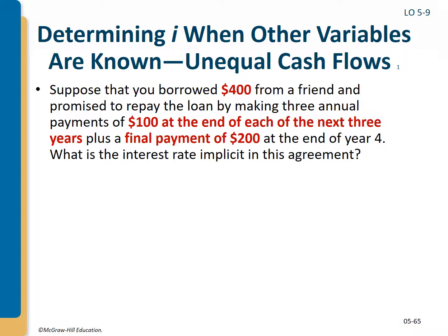Suppose that you borrowed $400 from a friend and promised to pay the loan by making 3 annual payments at the end of each of the next 3 years, plus a final payment of $200 at the end of year 4. Well, this is a little different. The first part of this is definitely annuity because it's the same amount of money, but that final payment is not part of your annuity calculation.